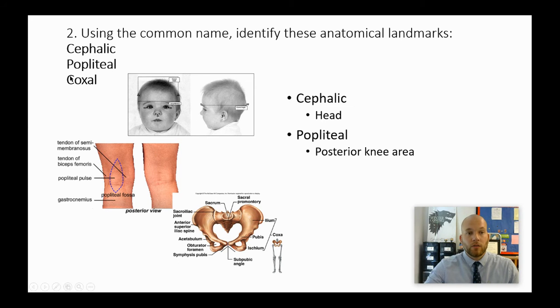Coxal, it's coxal, not coccyx, coxal, named after the bone, the coxal bone. So this is where your pockets are. If you have pockets in your pants, it's where you put your hands when you put them in your pocket. You're touching your coxal region. So it's the lateral most region. It's named after these bones right here, the coxal bones. You have a right coxal bone and a left coxal bone: the ilium, ischium, and pubis.